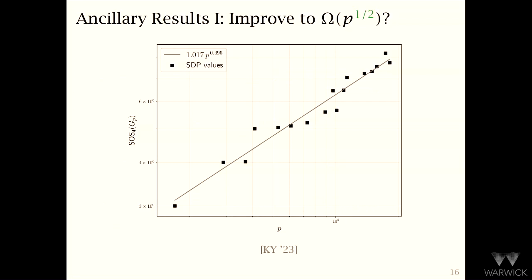So you can ask, okay, what's wrong with our proofs, and can we improve them to square root p? So we did some numerical experiments. I haven't seen any plots like this at this conference yet, so here's a treat for you. We did some numerical experiments, and we find that actually it seems like the value of this relaxation grows slower than square root p. So maybe the truth actually is somewhere in between these values.